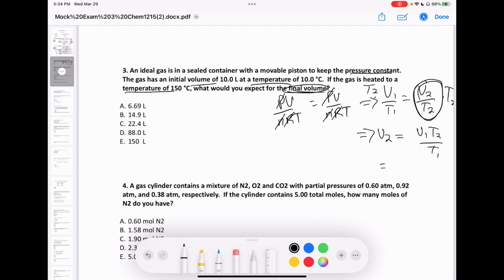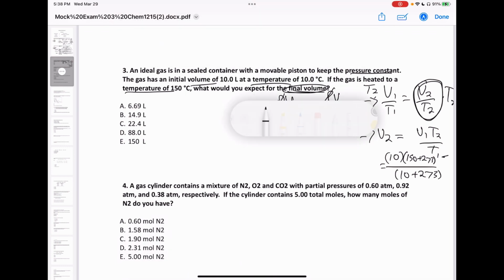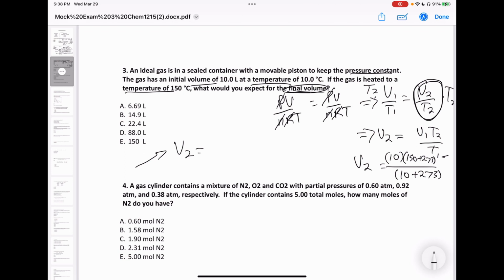So the initial volume V1 is 10. T2, the final temperature, what we changed it to, is going to be 150 plus 273. And the initial temperature, T1, is going to be 10 plus 273. Once we do all that math, V2 should be equal to 14.94 liters, which is approximately answer choice B.